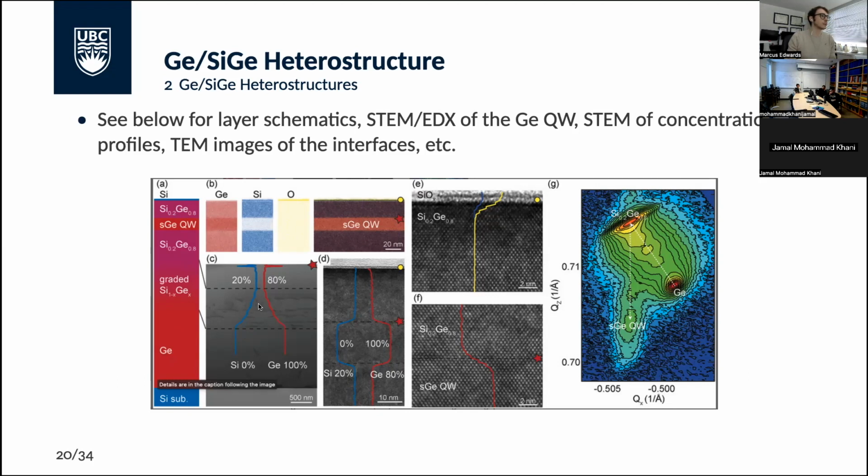So you can see how the SiGe is sort of concentrated towards the top in the middle. We start with 0% silicon, 100% germanium on top of our silicon substrate, and then we introduce SiGe in a graded fashion to get to our 20%, 80%.